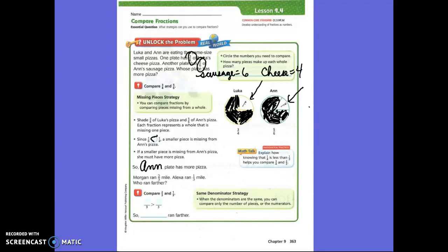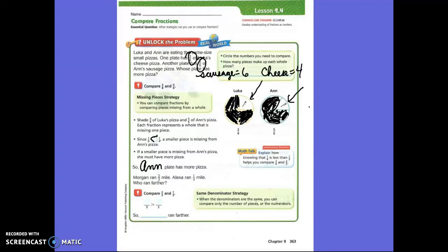Morgan ran 2/3 of a mile. Alexa ran 1/3 of a mile. Who ran farther? Okay, this one, we're comparing fractions, but what do you notice about these fractions, Callie? That the denominator is the same. The denominator is the same, so that should make it easy for us, right? So, what is greater than the other?